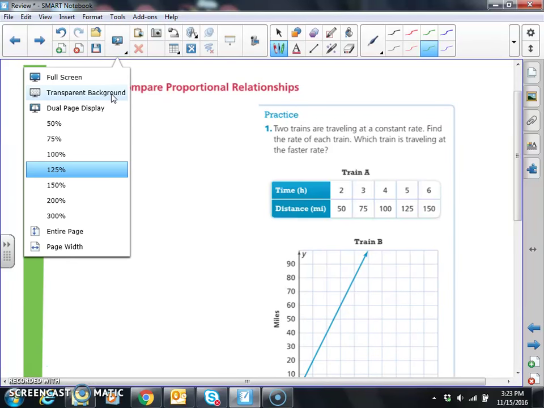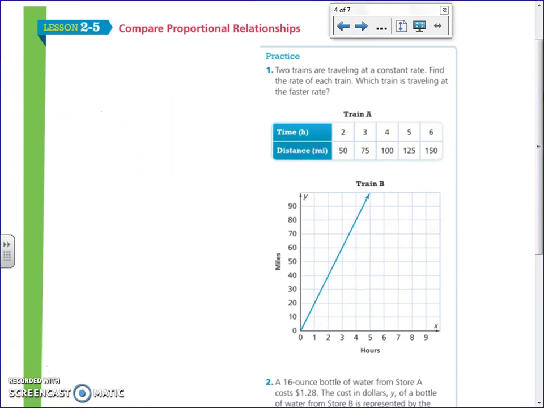Alright, I'm going to start with the 2-5 today for compare proportional relationships and go through these answers with you. So the first one is two trains traveling at a constant rate. Find the rate of each train. Which train is traveling at a faster rate?